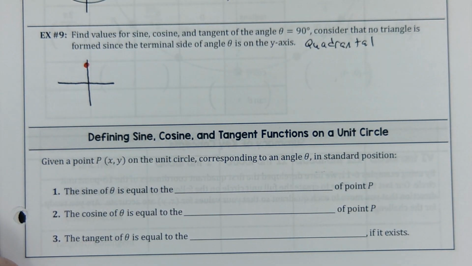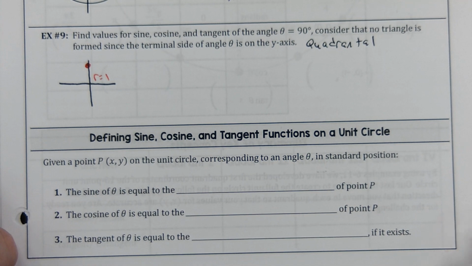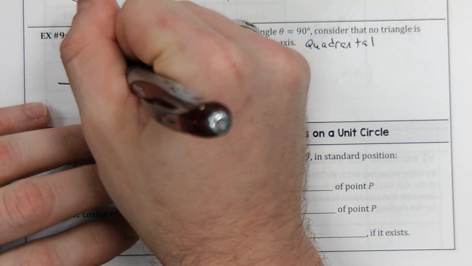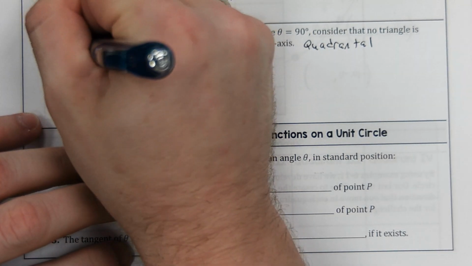It's a unit circle. So what is its radius? What's its radius? Not what's the angle. The radius of the circle. 1. It's a unit circle. So it's a radius of 1. So then what is the coordinate at that dot? 0, 1. So that's at 90 degrees, which is pi over 2 radians.